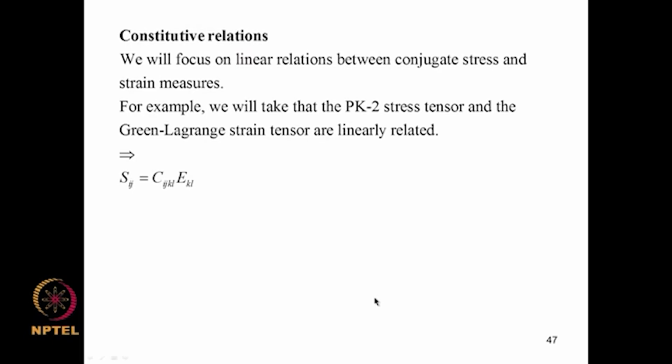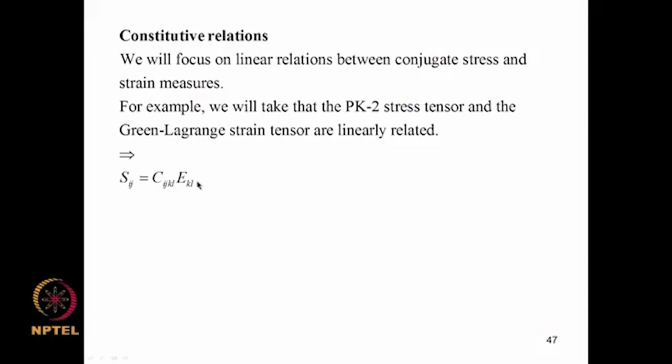To begin our discussion, what we will do is we will focus on linear relationship between conjugate stress and strain measures. So, for example, we will take that the PK2, that is Piola-Kirchhoff second stress tensor, and the Green-Lagrange strain tensor are linearly related. It is like Hooke's law between stress and strain, but the stress is now not the Cauchy stress, and strain is not the Green-Lagrange. It is Green-Lagrange, but stress is second Piola-Kirchhoff. So, this is what we will start doing, and if there is material nonlinearity, of course, this will be more involved.